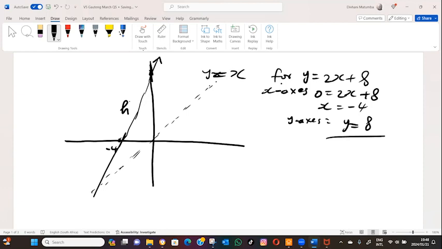Now the inverse, if you mirror this equation, this is what you're going to get. Before we even solve, this is what you're going to get. So this is your h inverse. It's going to cut at 8 on one axis and at minus 4 on the other. So this is how it's going to look.